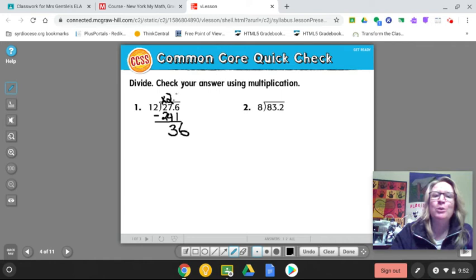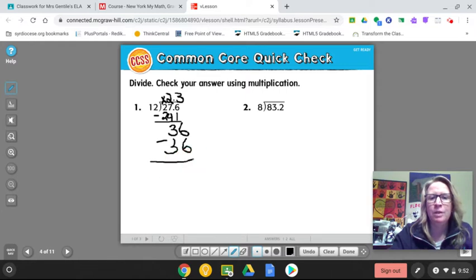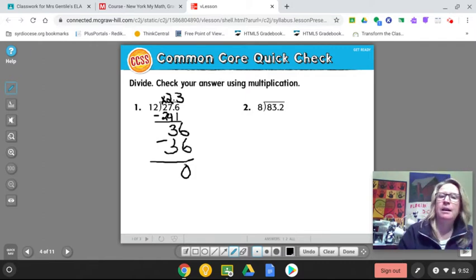Okay. So 2 groups equals 24 of 12. So 3 groups equals 36. So then we put our 3 right here. Okay. And then I put my 36 down here. Nice and fancy like. I know you guys like that. Okay. And then we'll subtract. 36 take away 36 equals 0. So it says 2 3/10 times 12 equals 27 6/10. Or 27 6/10 divided by 12 equals 2 3/10.